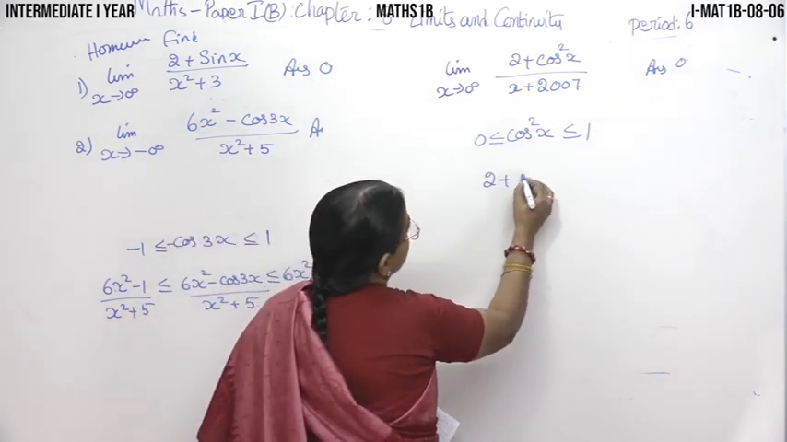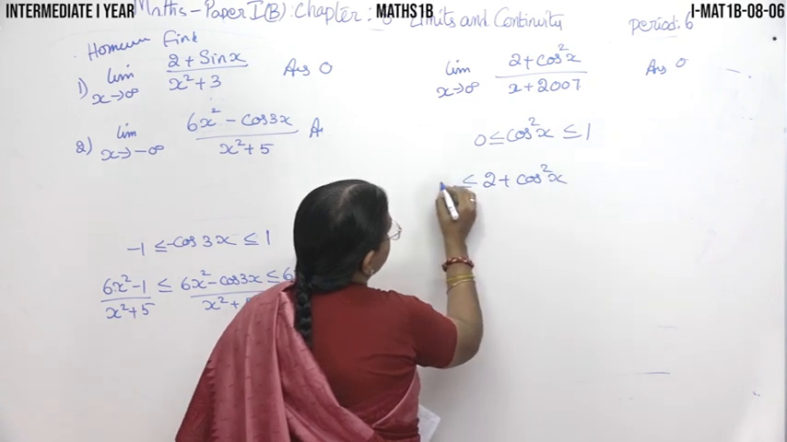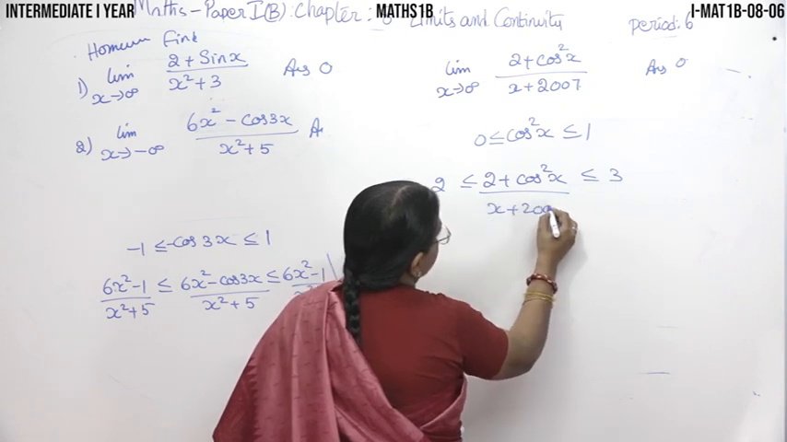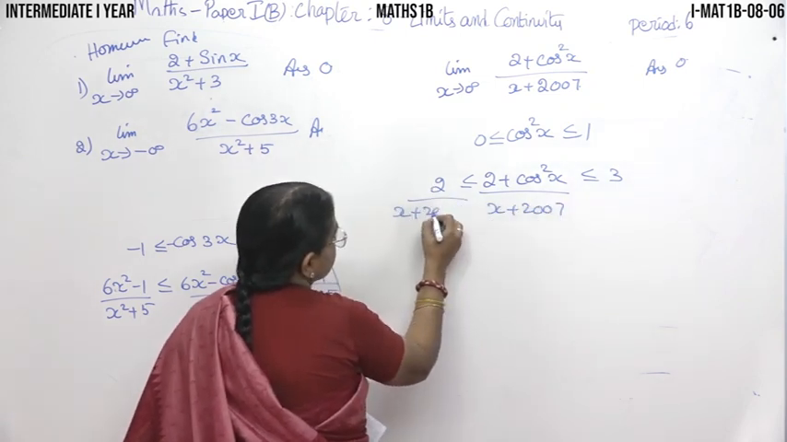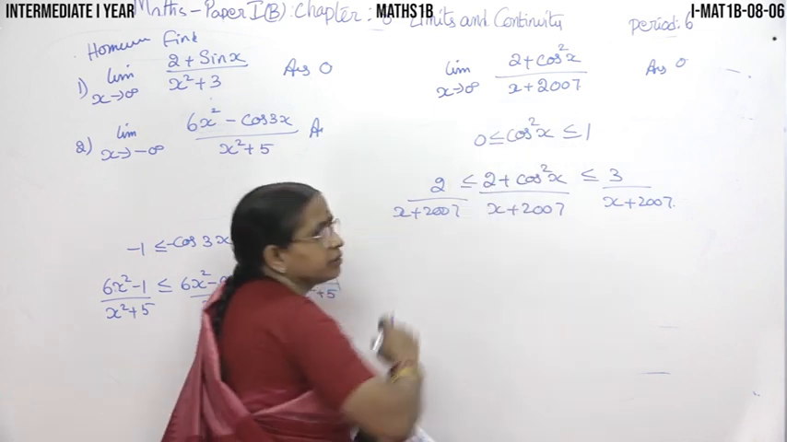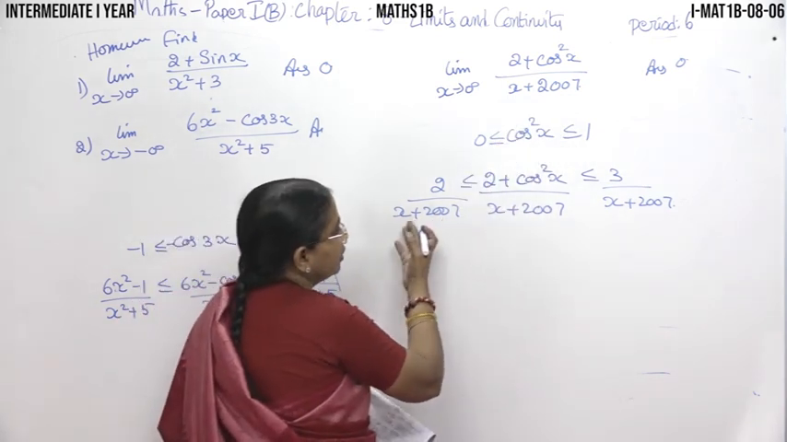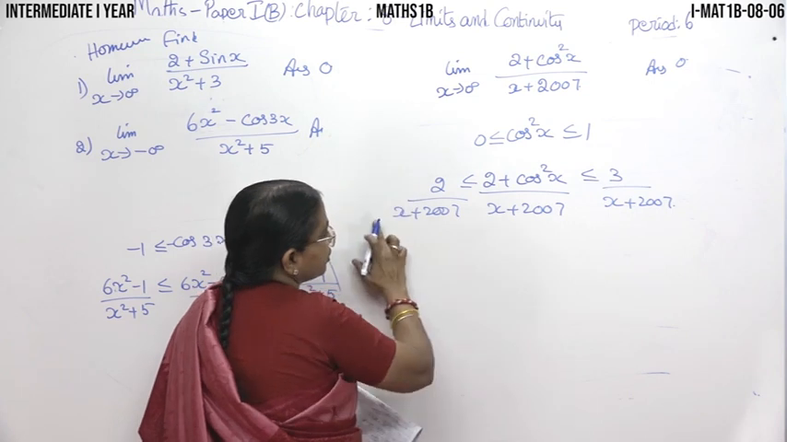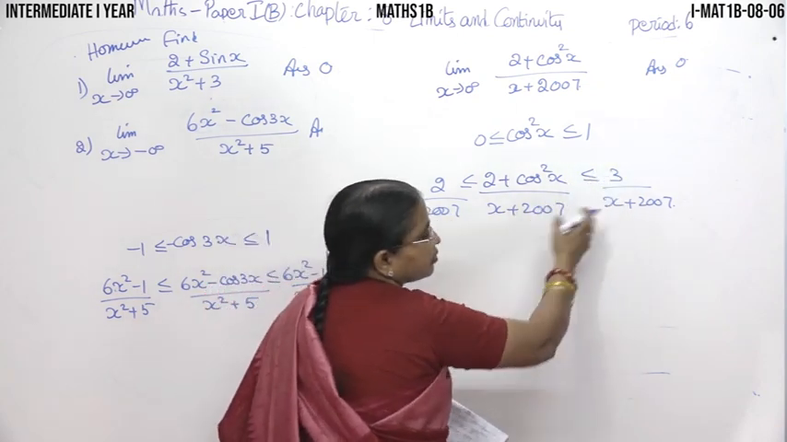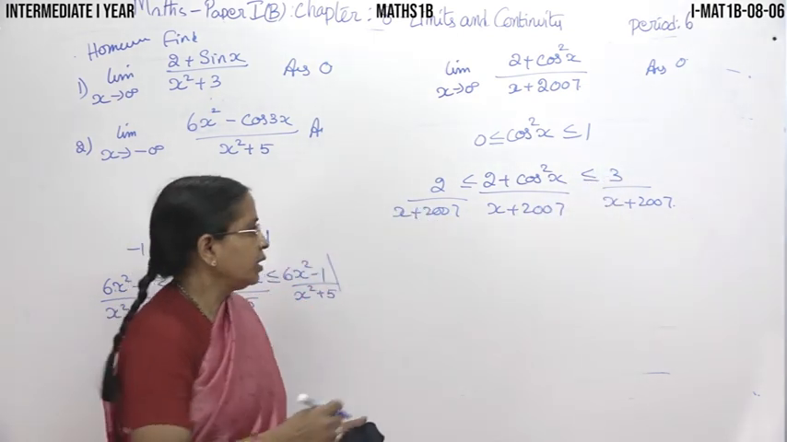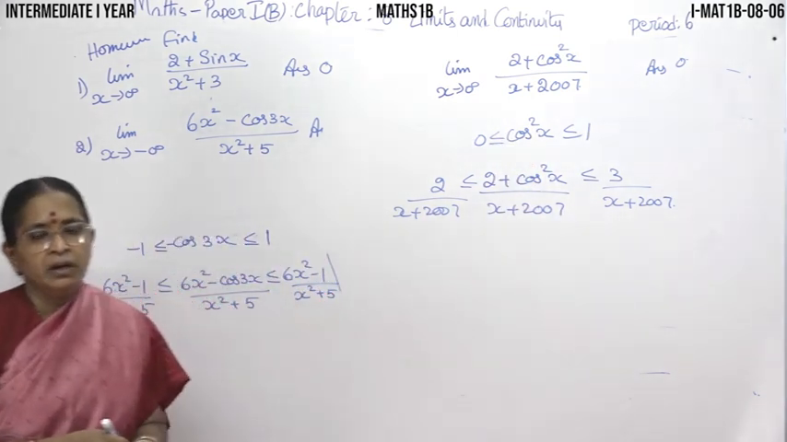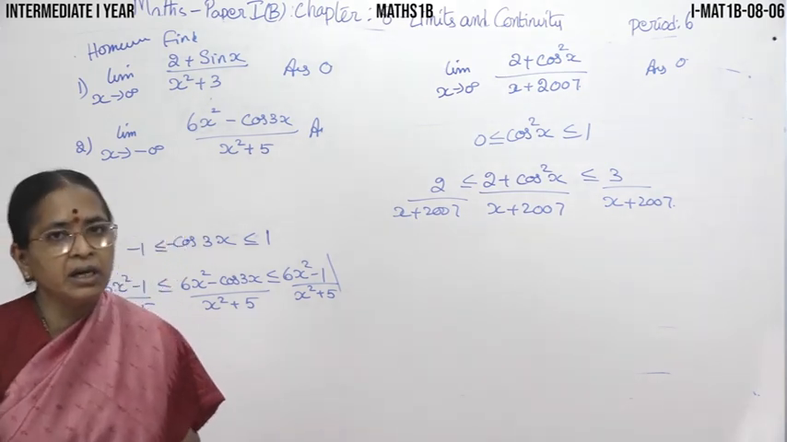So 2 plus cos square x lies between 2 and 3, and then divide by x plus 2007. 2007 is looking like a big number, but when you divide, what happens? Now apply limit x tending to infinity here. When x tends to infinity, this is 0. This is also 0 because we have x in the denominator. So you'll get 0, so the answer is 0. You can try this problem. Now the next period will be the last period for limits.